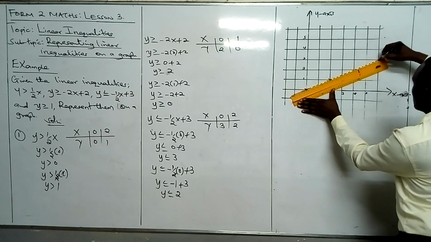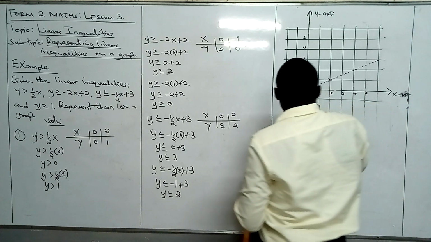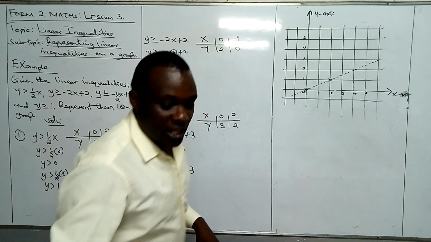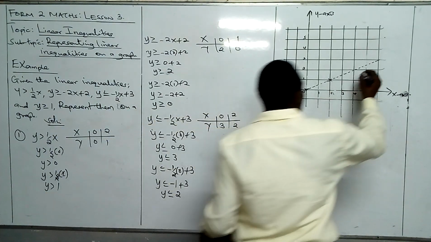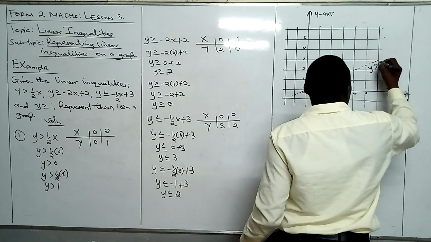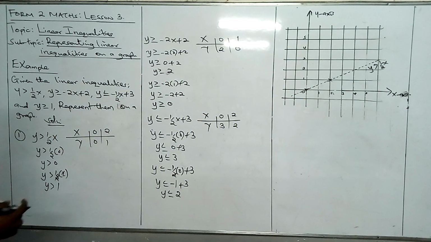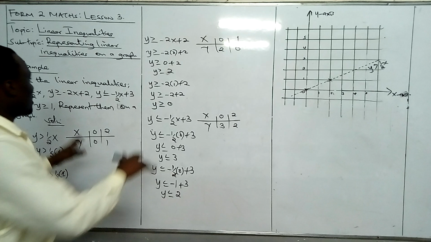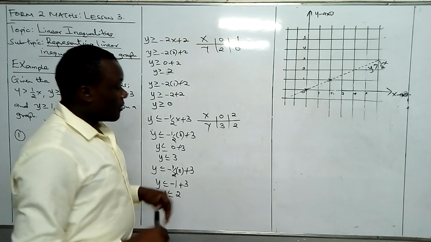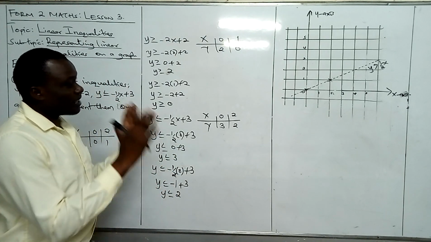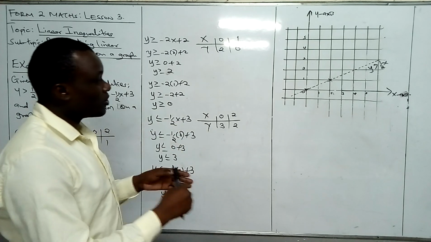There is no equal to. So this line is not going to be continuous. Then you will label that line as y greater than a half x. We will now identify a common point which we will use in all these inequalities for us to know the side to shade and the side not to shade.